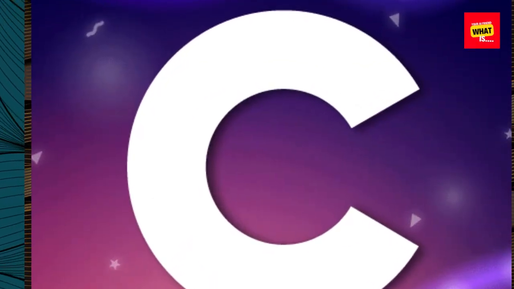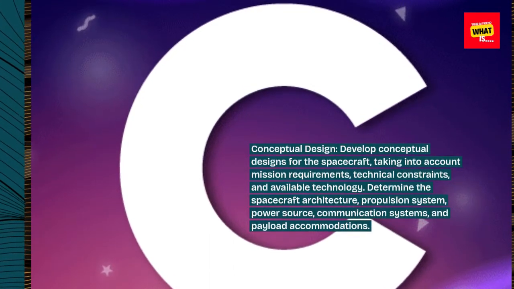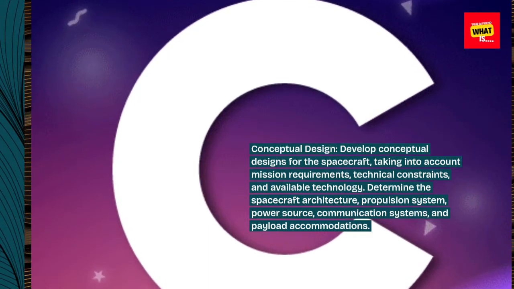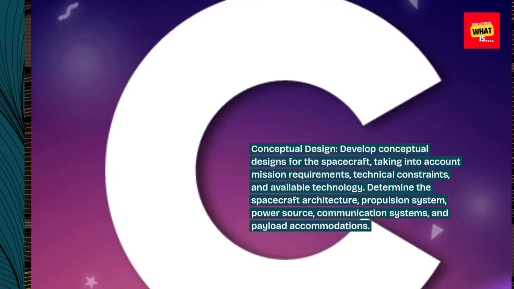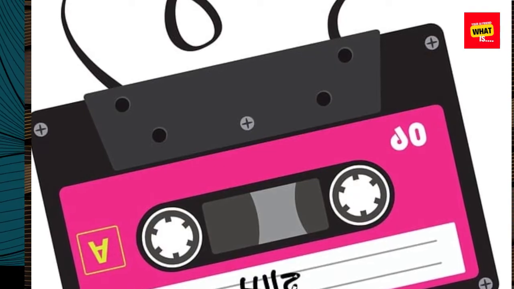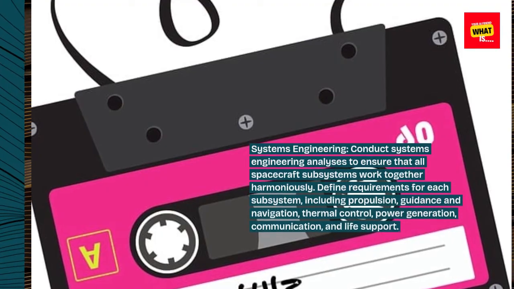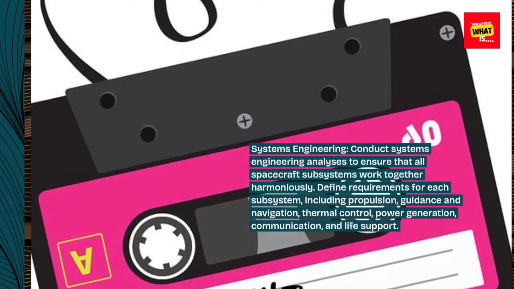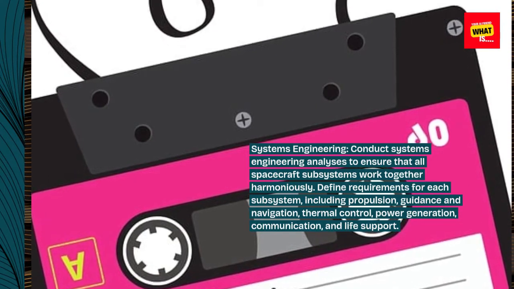Conceptual design. Develop conceptual designs for the spacecraft, taking into account mission requirements, technical constraints, and available technology. Determine the spacecraft architecture, propulsion system, power source, communication systems, and payload accommodations. Systems engineering. Conduct systems engineering analyses to ensure that all spacecraft subsystems work together harmoniously. Define requirements for each subsystem, including propulsion, guidance and navigation, thermal control, power generation, communication, and life support.